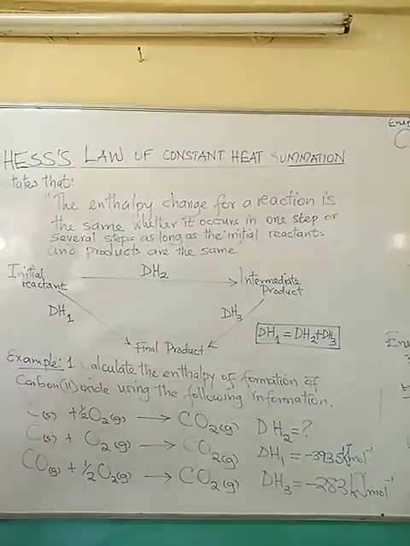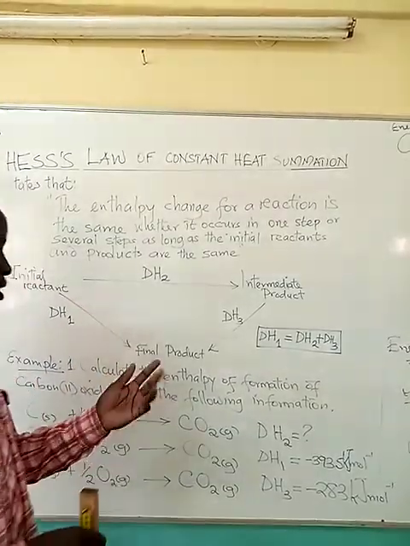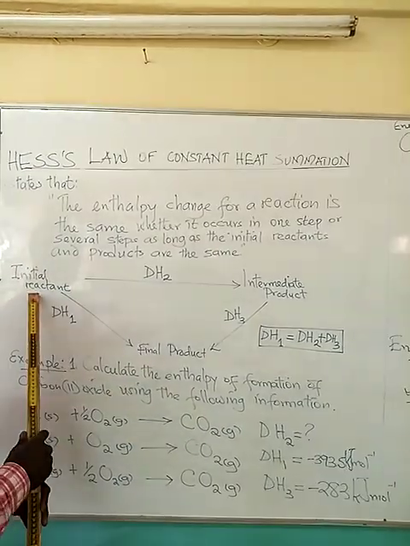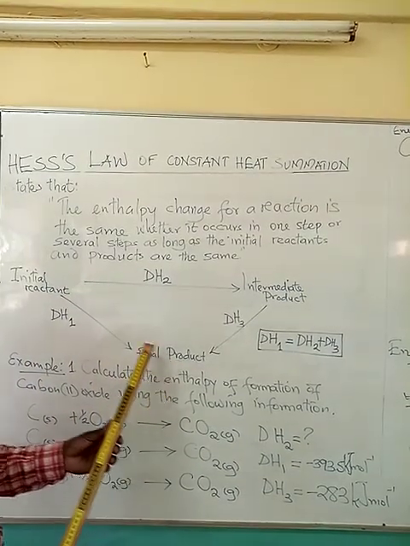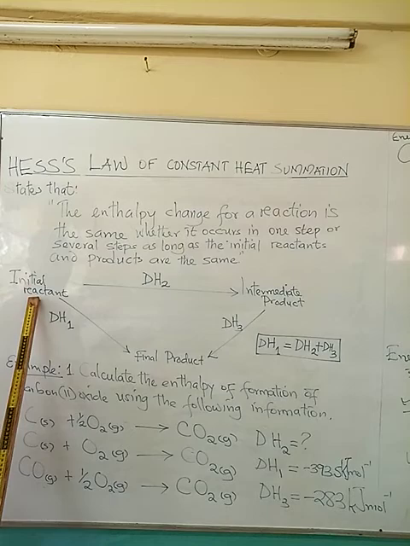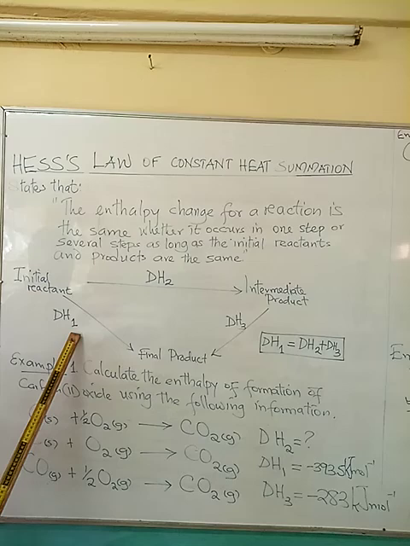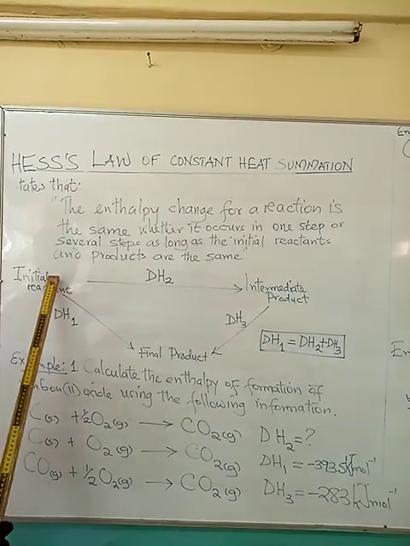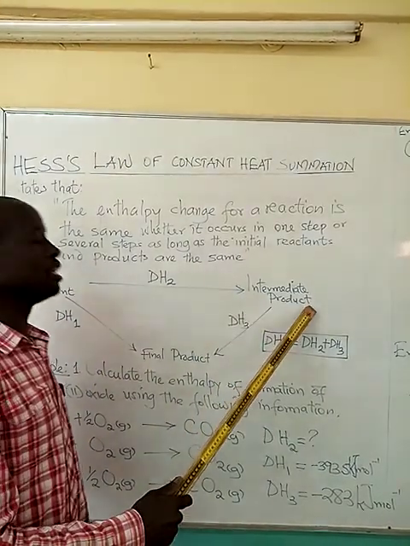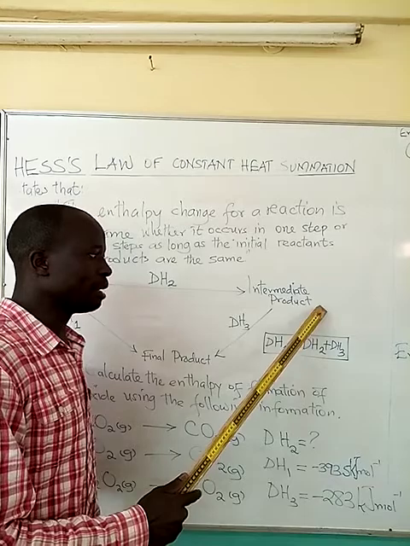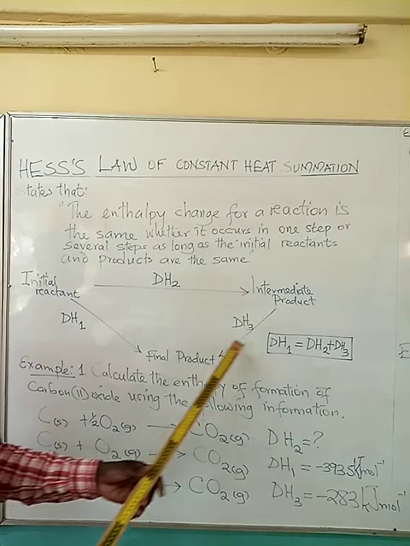Let's look at the energy cycle diagram that is there on the board. That is the initial reactant. When the initial reactant is converted to the final product, the enthalpy change to convert the reactant to give us the final product directly, delta H1, is equal to the enthalpy change when the initial reactant is converted first to an intermediate product, and then the intermediate product is further converted to the final product, that is delta H3.